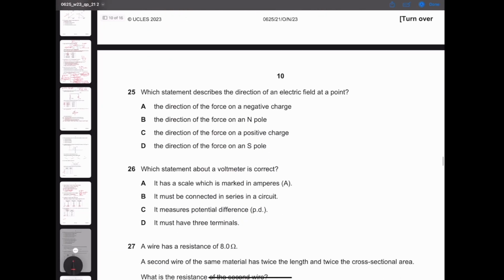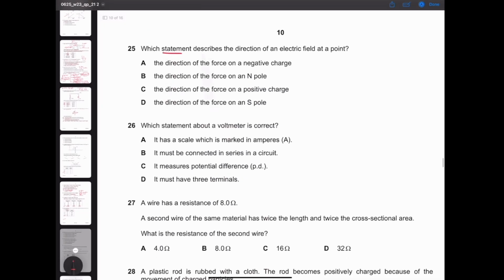Which statement describes the direction of an electric field at a point? Now, electric field is the direction of force on a positive charge. See, positive charge has the same direction as direction of electric current. What I try to say is that electric field has the same direction as direction of current. So it is from positive to negative. So it is a force on positive charge. Answer should be C.